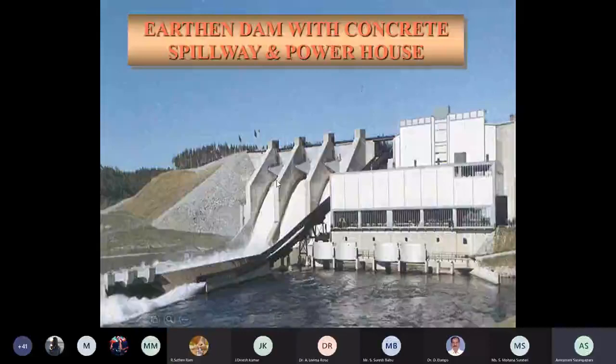This is another example of an arch dam. This is an arch dam, a concrete arch dam.